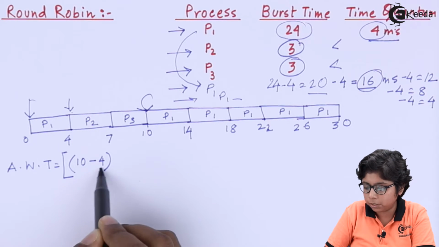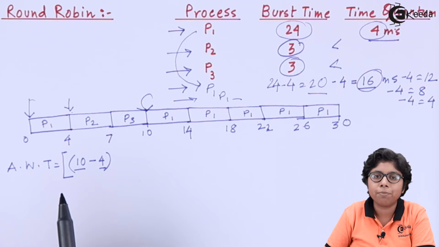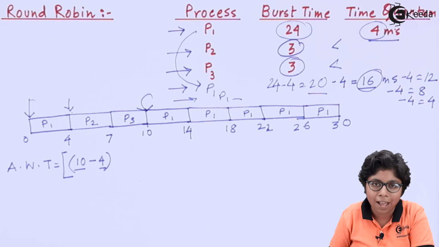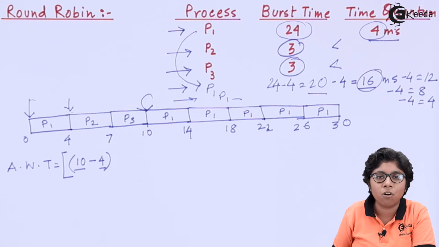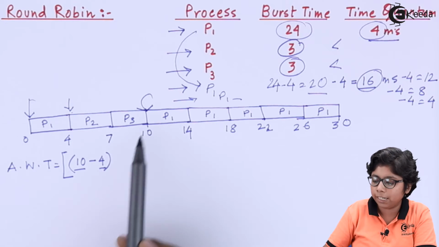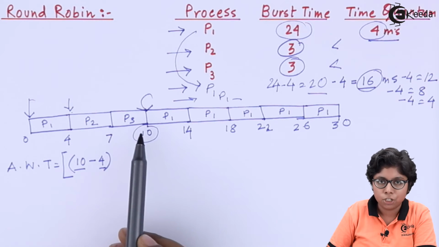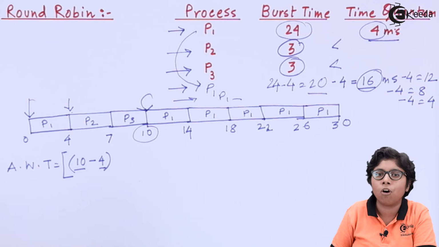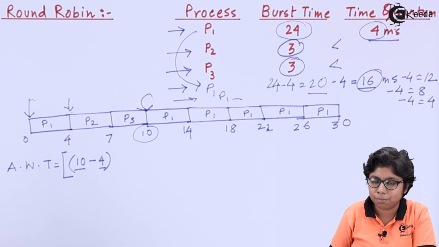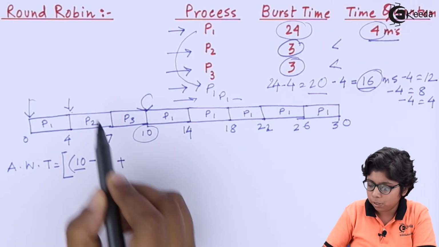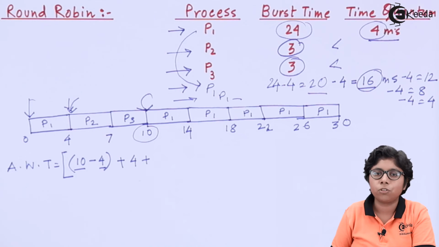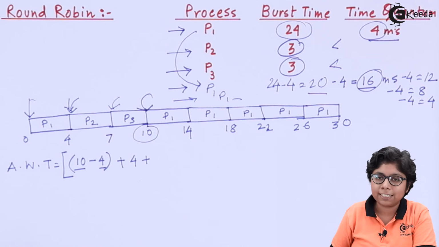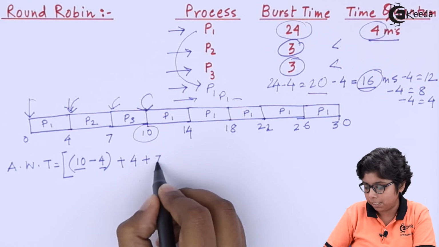Why have we subtracted this 4 from 10? As we described in the priority and preemptive SJF algorithm, P1 has already executed 4 milliseconds of its CPU burst time, and now it is arriving again at 10 milliseconds. So effectively it has to wait for only 10 minus 4, that is 6 milliseconds. Now P2 arrives at 4 milliseconds and completes all its execution, so it has to wait for only 4 milliseconds, and P3, which arrives at 7 milliseconds, has to wait for 7 milliseconds.